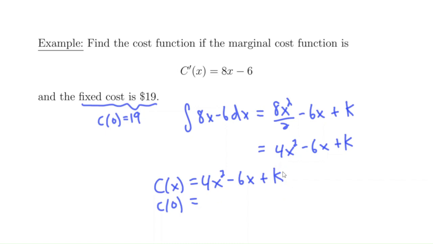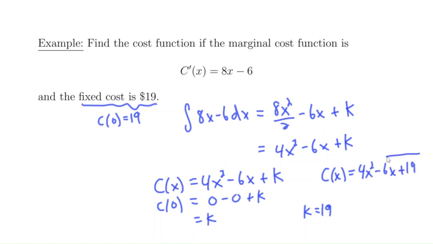In fact, this number on the end here is always going to be the fixed cost. So this is really 0 minus 0 plus k, right? So that's just k. c of 0 is going to be that k, but we want c of 0 to be 19. So in other words, k is just 19. So our final answer is c of x equals 4x squared minus 6x plus 19. So that 19 you can see is the fixed cost. That's the cost when x is 0. The number of items produced and sold is 0, right? c of 0 would be 19.